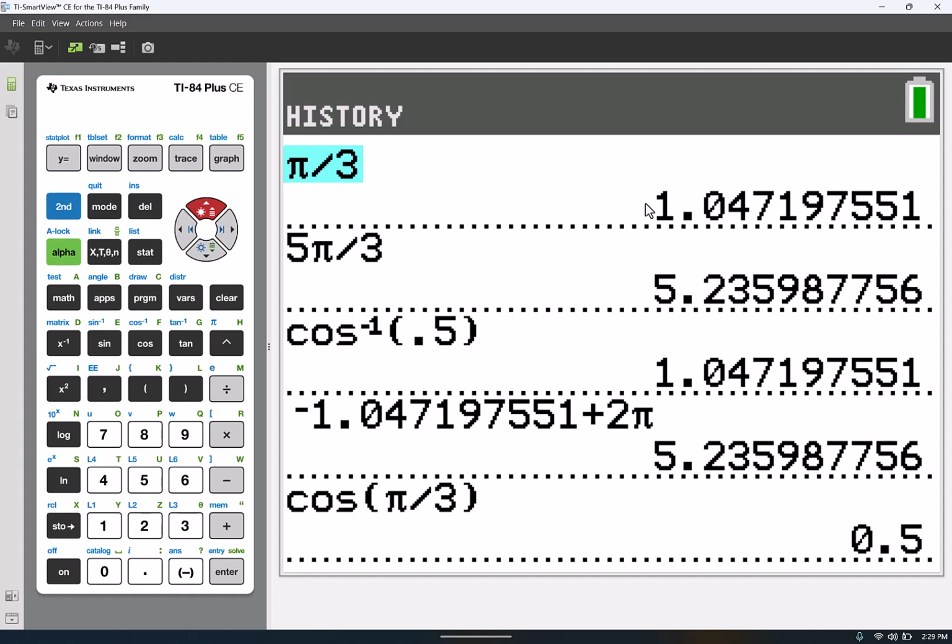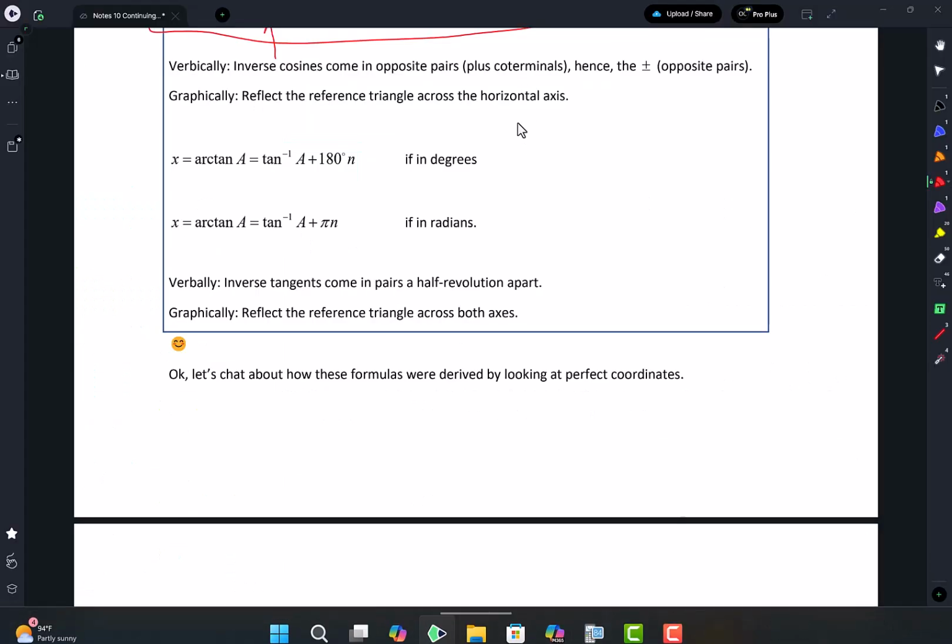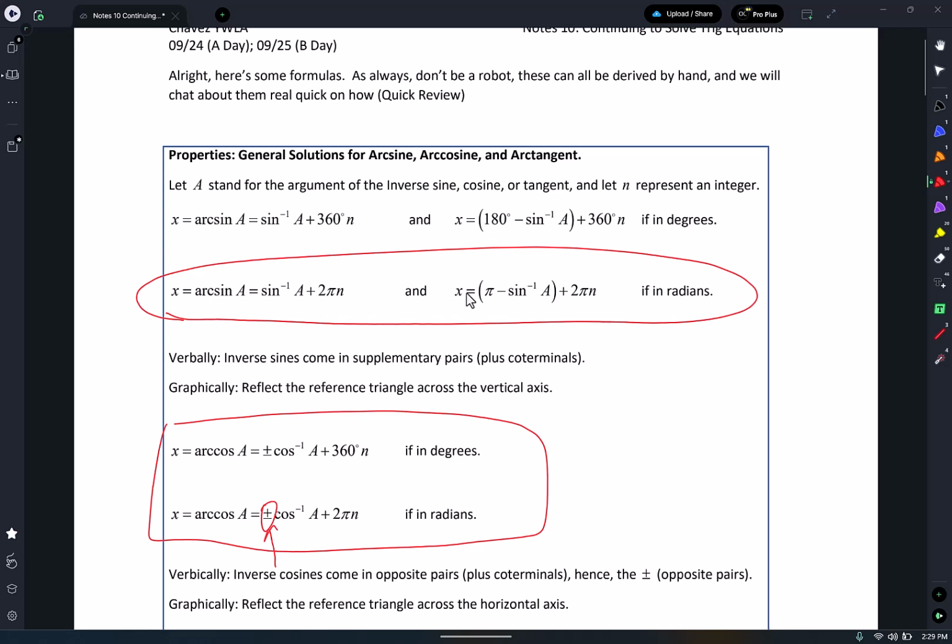When you do inverse sine, you don't put plus minus. I'm trying to derive these questions. See, when you do the inverse sine, it doesn't have a plus minus.